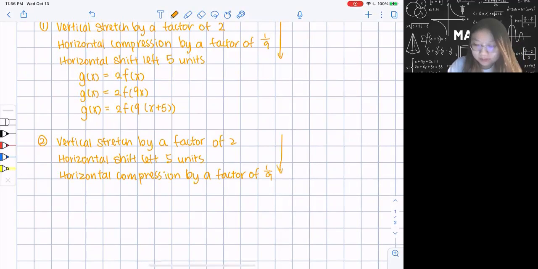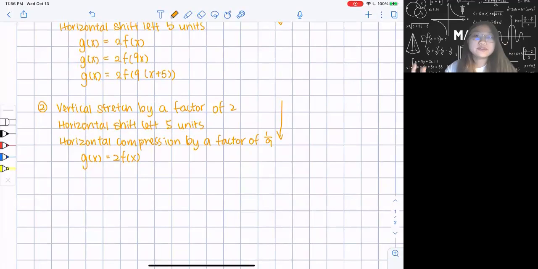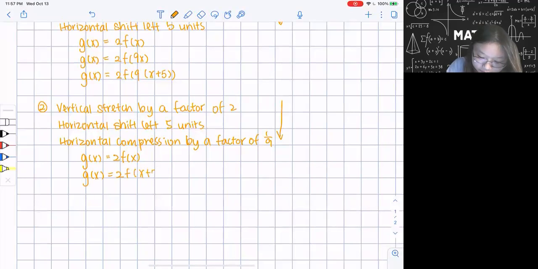So I'm still going in order. The first step doesn't change. It's still g of x equal to 2f of x, right? But then the second step, you're putting your horizontal transformations really next to your x. So my second step is g of x equal to 2f of x plus 5, right? And then my last step is going to be g of x equal to 2f of 9x plus 5. So see how these two are different here.